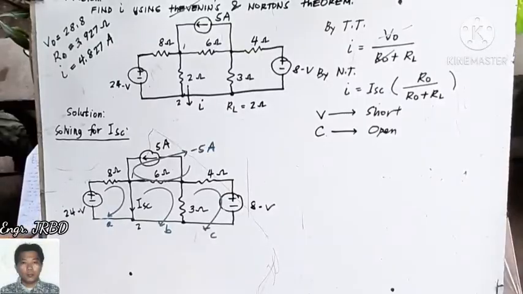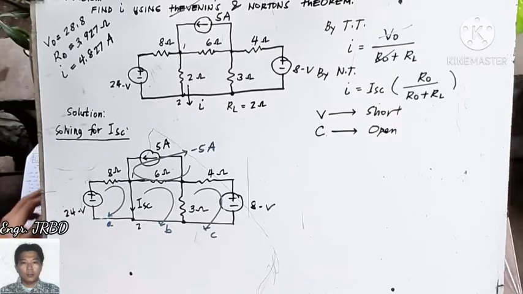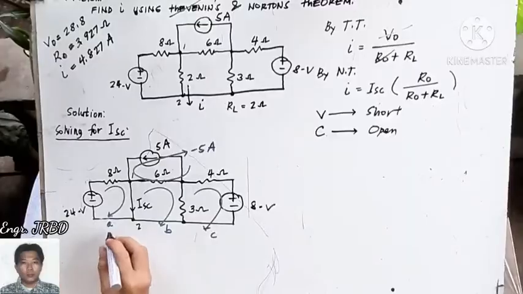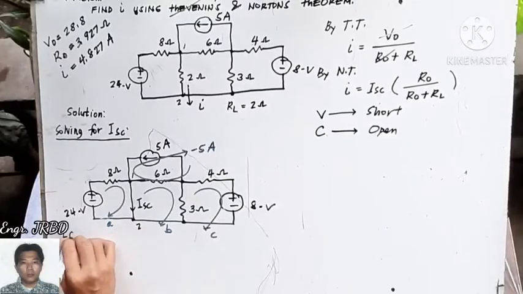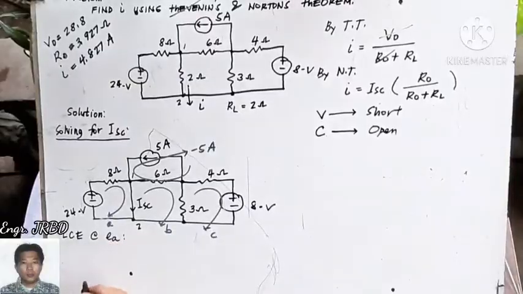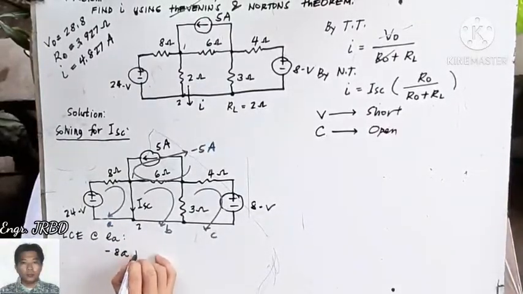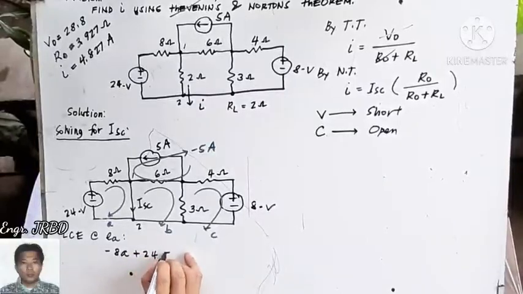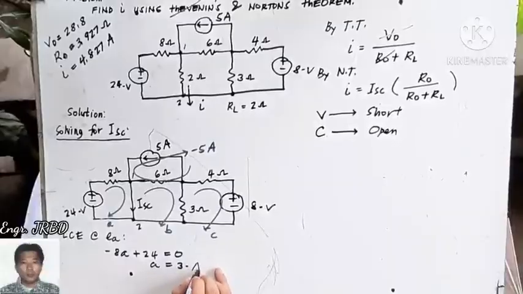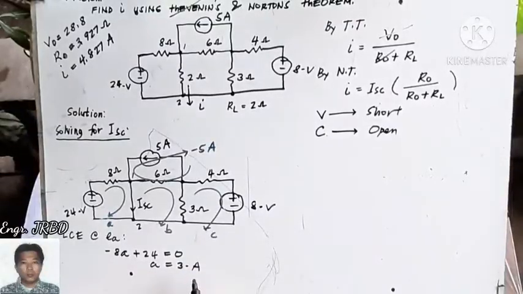So we needed only 3 equations, which can be easily derived. Let us start. Loop current equation at loop A. This will enable you to obtain your A, that is negative 8A plus 24 is 0. So your A is 3 amperes. So you already have your A.